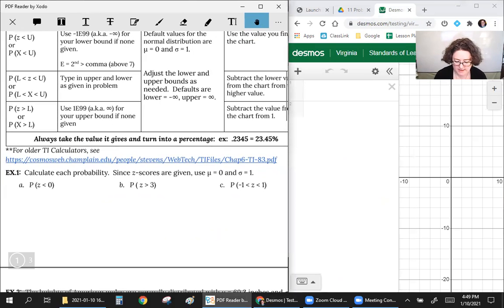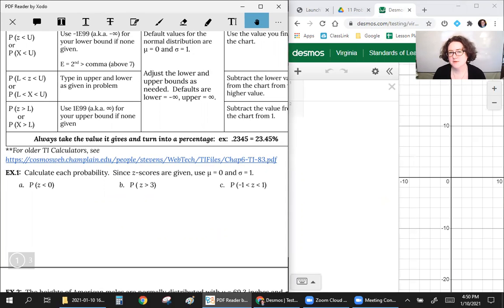We are going to calculate each probability. So we did this before just by adding up the percentages in the different sections. And so let's start this out so we can compare with what we did before and see what makes sense with plugging these into the Desmos calculator. So our first one is we want to find the probability that our z-score is less than 0. So in other words, what are all the things that are below a z-score of 0?